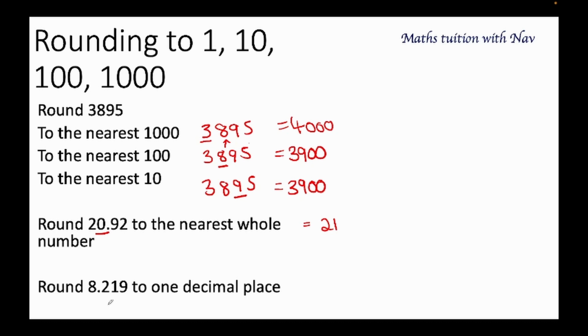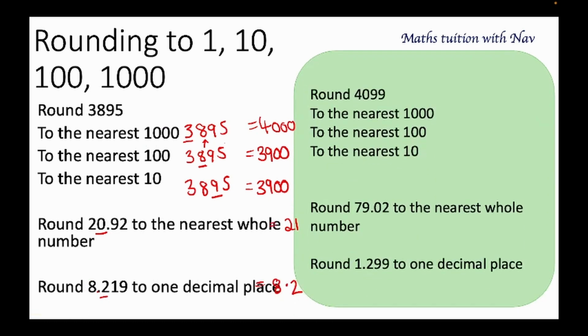Round 8.219 to one decimal place. Now what that means is they want one number after the decimal point, which is here. So they want the 8 point something. So behind the 2 is a 1, that's less than 5. So it's going to remain as 8.2. You have 1 minute to do the questions on the right hand side.